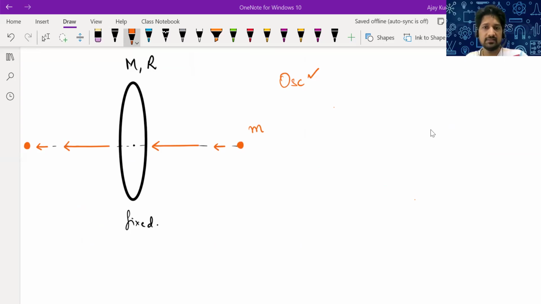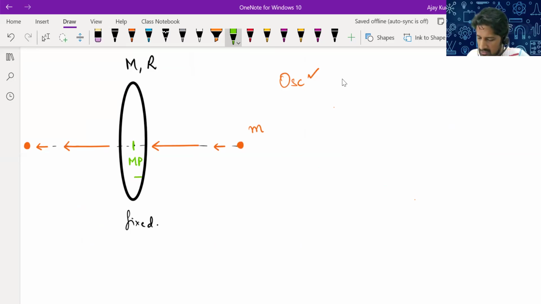From where can we release this particle such that it does not oscillate? Sir, at the center of the ring. At the center, correct. Therefore, this becomes the mean position. Fine. Now we know that this particle is going to oscillate. We need to check whether the oscillations are simple harmonic or not.